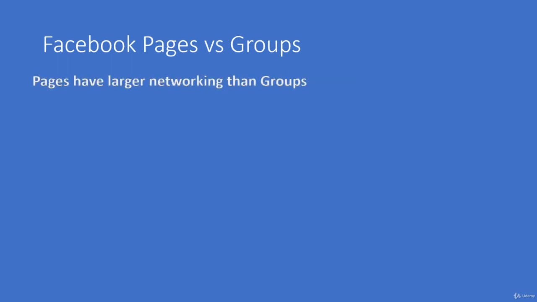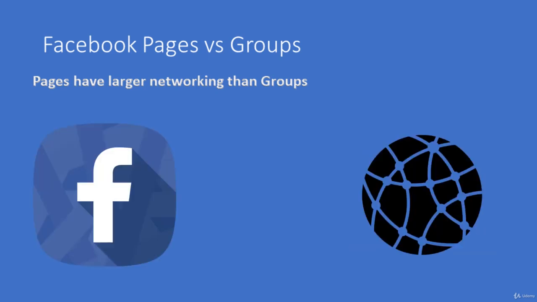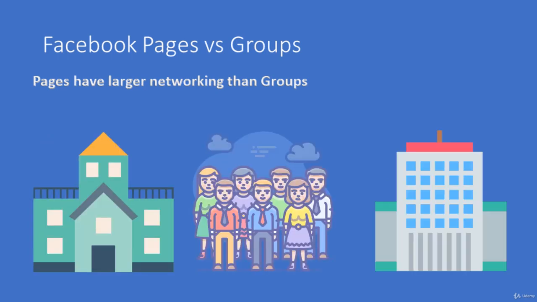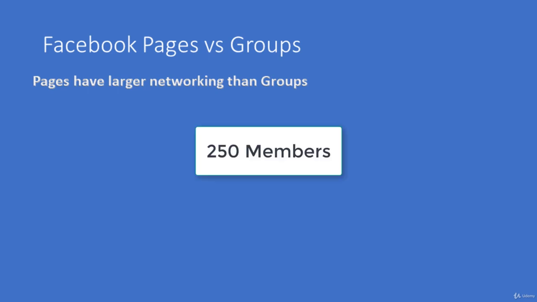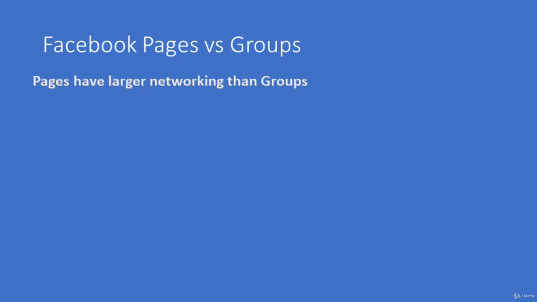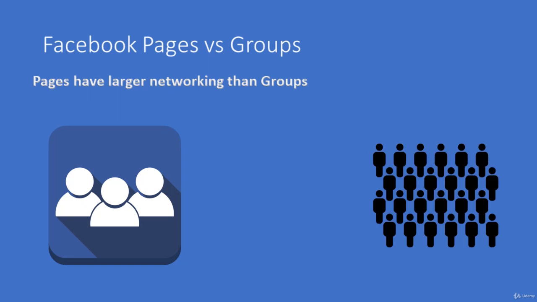Pages have larger networking than groups. Another way groups are different from pages is that they work on smaller networks than the entire Facebook network. You can limit your group to the network for your college, high school, or company, as well as make it a group for members of any network. Also, while a page can accumulate as many likes as possible, a group must be kept at 250 members or lower. This immediately forces Facebook groups to be smaller than pages.